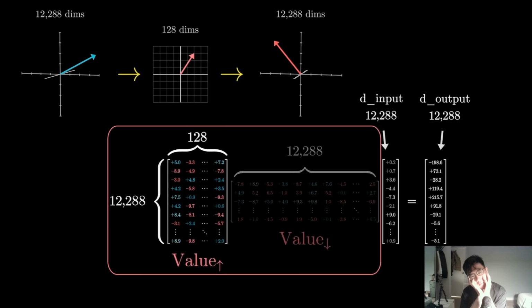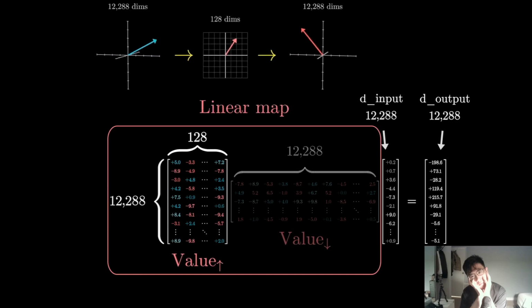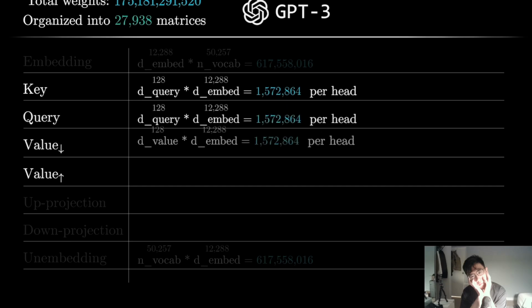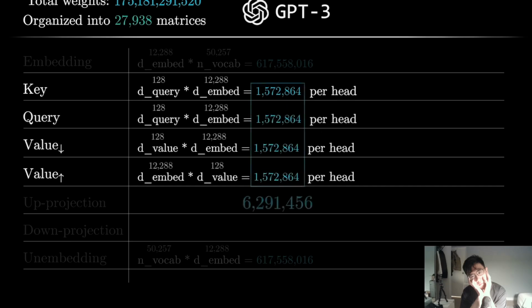The way that you would see this written in most papers looks a little different. I'll talk about it in a minute. In my opinion, it tends to make things a little more conceptually confusing. To throw in linear algebra jargon here, what we're basically doing is constraining the overall value map to be a low rank transformation. Turning back to the parameter count, all 4 of these matrices have the same size, and adding them all up, we get about 6.3 million parameters for one attention head.